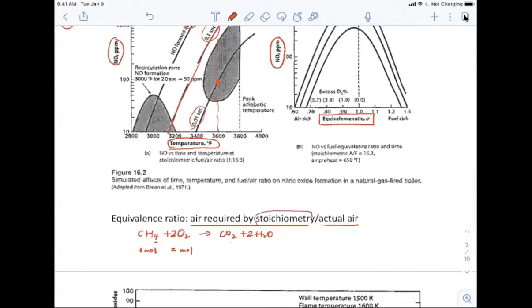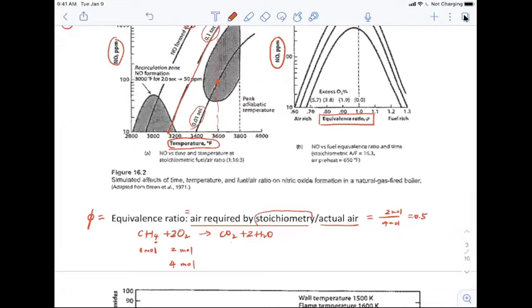But let's say that we try to burn this methane more completely. Okay, so we provided 4 mole of the oxygen. So according to this equation here, the equivalence ratio is equal to air required by stoichiometry divided by the actual air. That's going to be 2 mole divided by 4 mole, which is 0.5. Okay, so people also use the parameter phi here to represent the equivalence ratio.